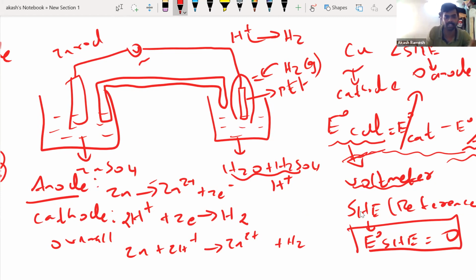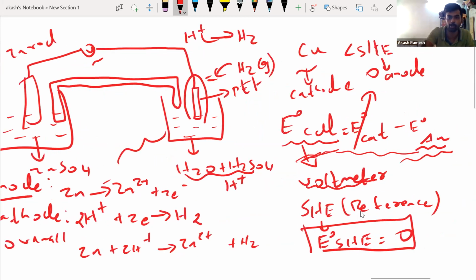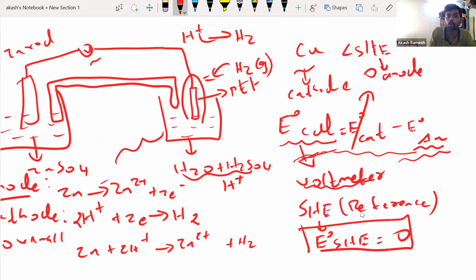Same setup, everything is the same. Whatever you saw here, everything is the same. Just that I'll put it the other way around. The SHE will come on the anode side, and the copper rod will come on the cathode side. As simple as that. The voltmeter will give you a reading, and the anode's reduction potential is 0. So whatever I have in the cathode, that is your copper, I will be able to get the value.